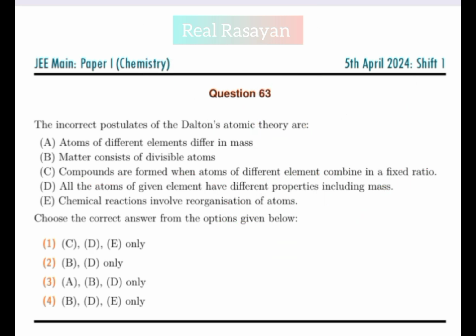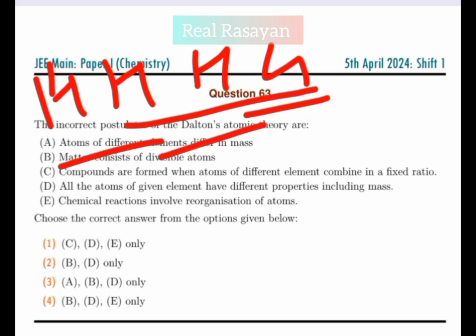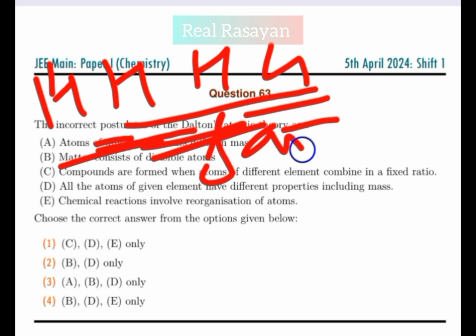Moving to the next: all the atoms of a given element. Suppose we have hydrogen, and all the hydrogen atoms have different properties including mass. That means all the atoms of the same element are different, but this is not possible because all the atoms of an element have the same mass.